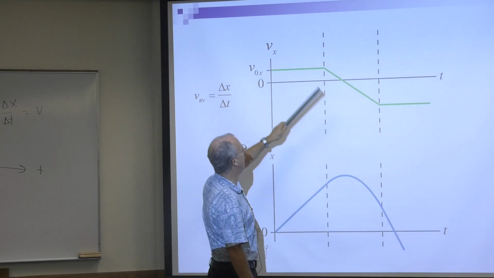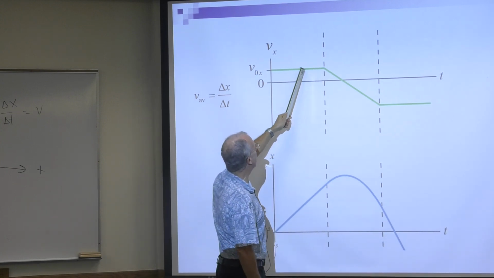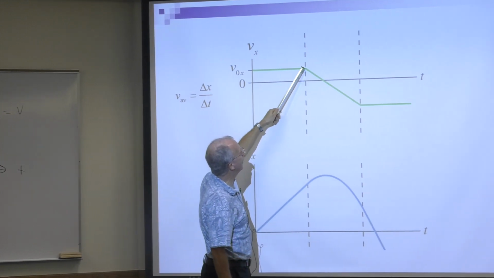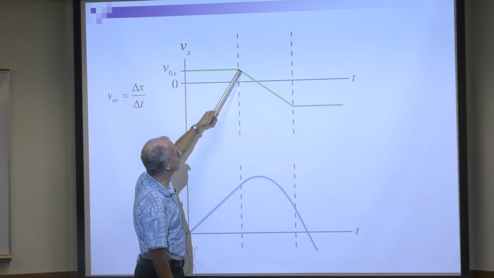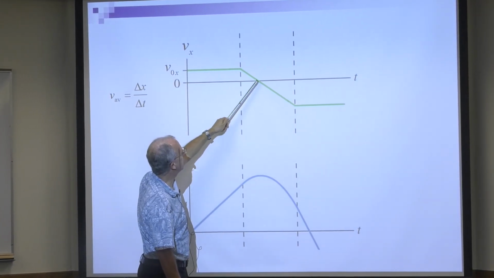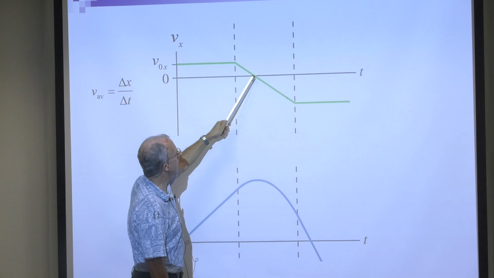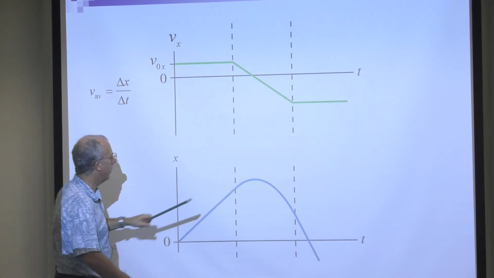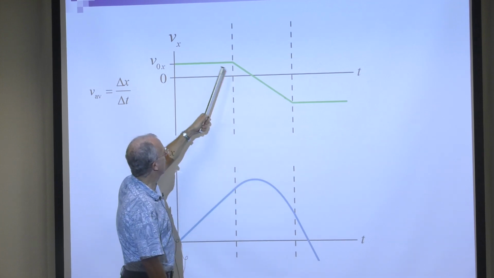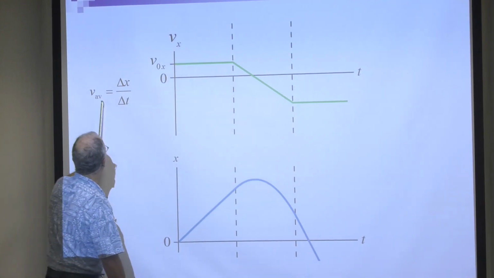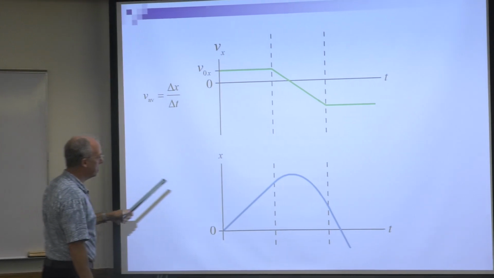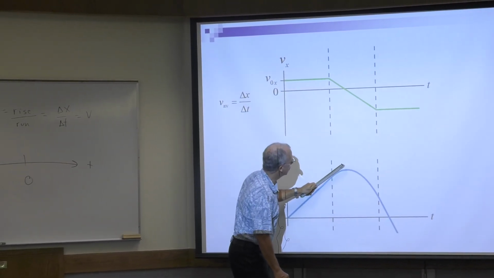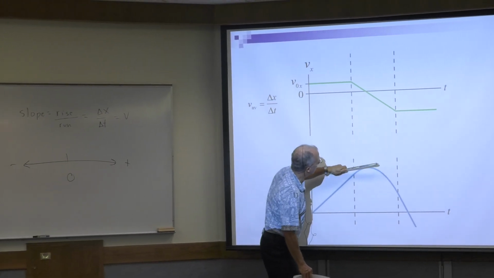Here's the tricky part. So here, what's happening to velocity? It's getting smaller and smaller and smaller. Here the velocity is 0, and then the velocity starts getting negative. All right? Okay, so here we go. Right here, and again, the velocity is the slope of the position versus time. So here, what's happening to the slope? It's getting smaller and smaller and smaller.